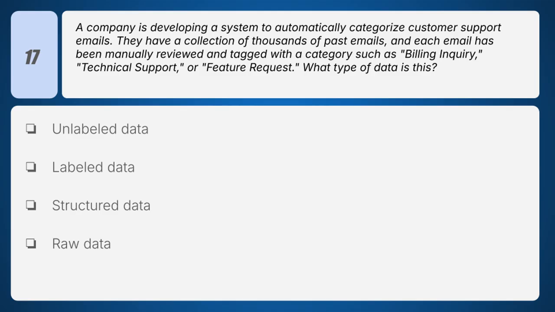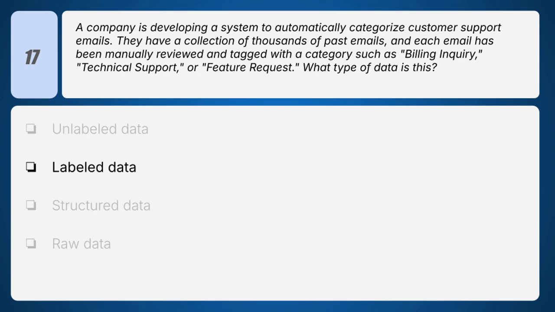A company is developing a system to automatically categorize customer support emails. They have a collection of thousands of past emails, and each email has been manually reviewed and tagged with a category such as billing inquiry, technical support, or feature request. What type of data is this? A. Unlabeled data. B. Labeled data. C. Structured data. D. Raw data.